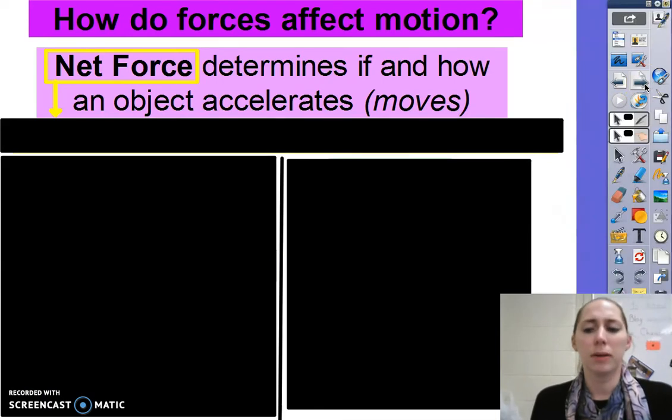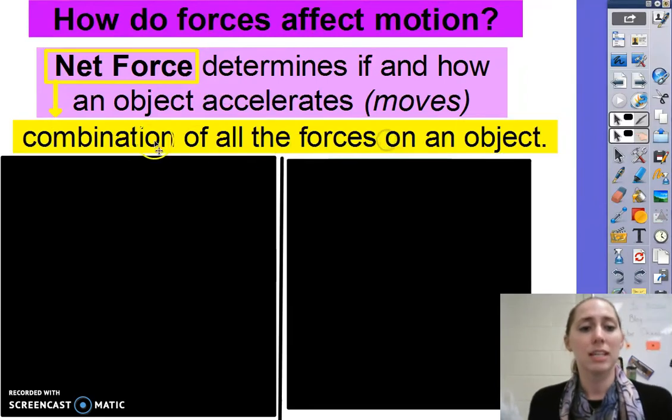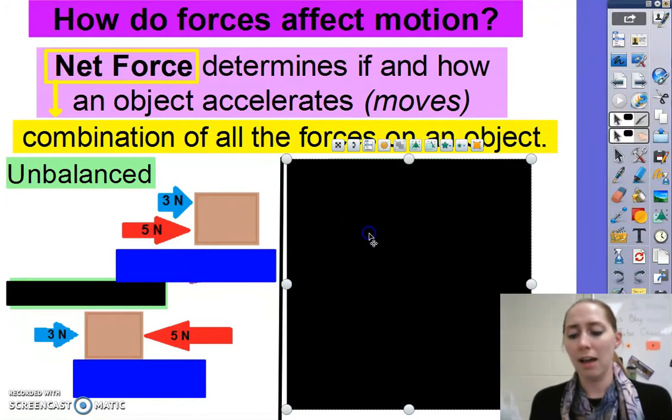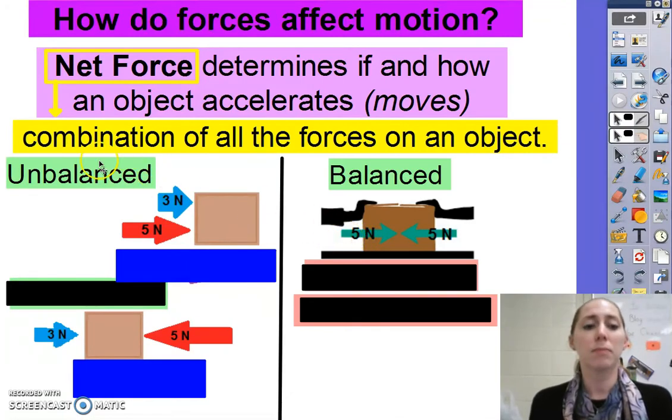So now that we've talked about this, how do forces affect motion? We know in that equation, acceleration is part of this. Net force determines if and how an object is going to accelerate or move. Remember your 3 ways to accelerate: speed up, slow down, change direction. All movement is caused by force. Without force, nothing moves. And net force is simply the combination of all the forces on an object. There are 2 types of net force. We've got unbalanced net force, and we have balanced net force.